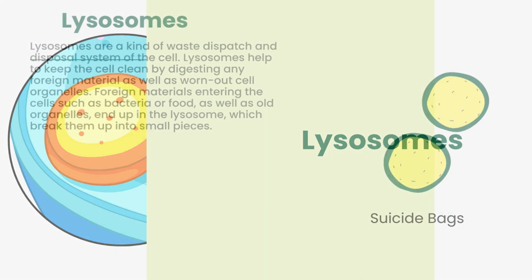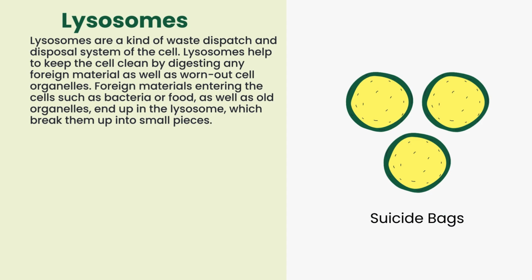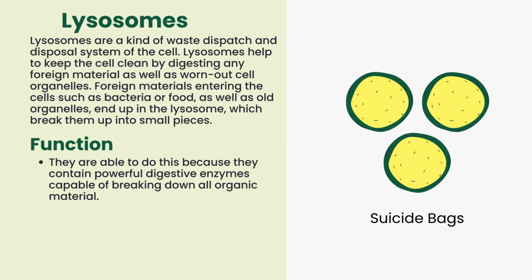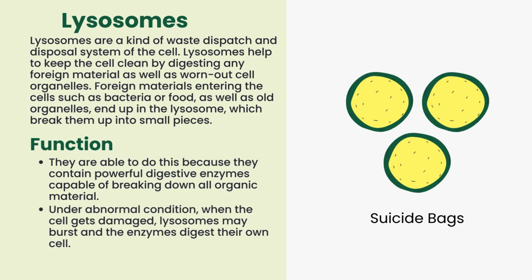Lysosomes. Lysosomes are a kind of waste dispatch and disposal system of the cell. Lysosomes help to keep the cell clean by digesting any foreign material as well as worn-out cell organelles. Foreign materials entering the cells such as bacteria or food, as well as old organelles, end up in the lysosome, which breaks them up into small pieces. They are able to do this because they contain powerful digestive enzymes capable of breaking down all organic material. Under abnormal condition, when the cell gets damaged, lysosomes may burst and the enzymes digest their own cell. Therefore, they are also known as suicide bags.